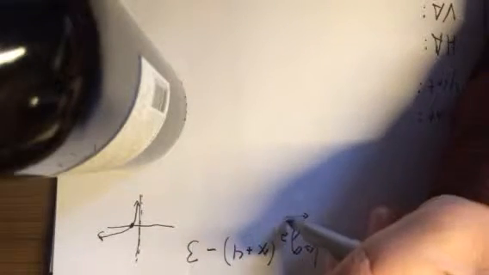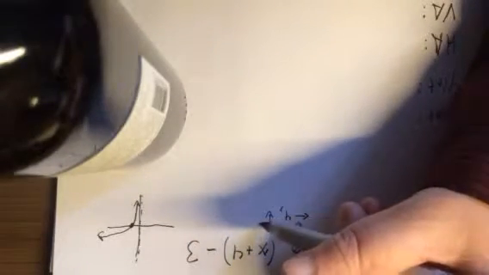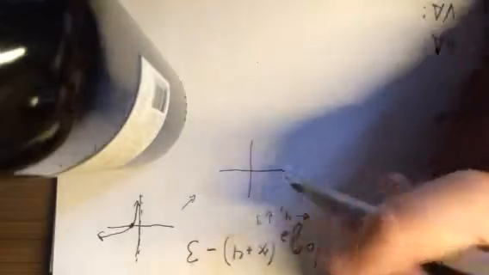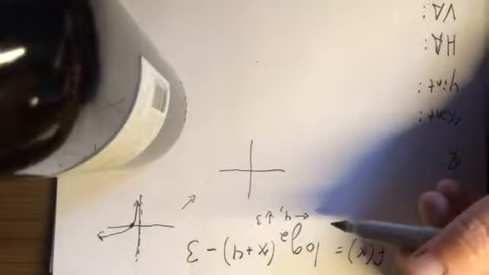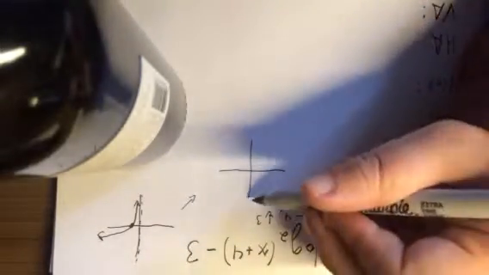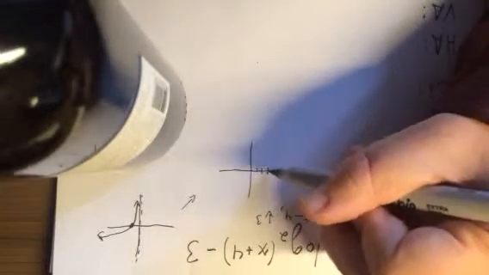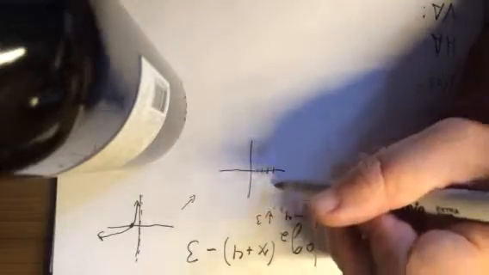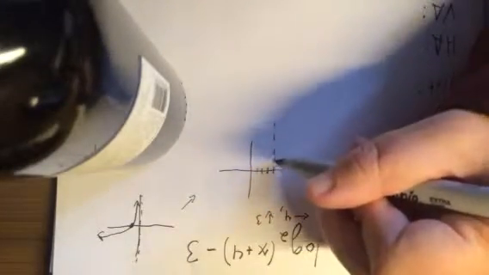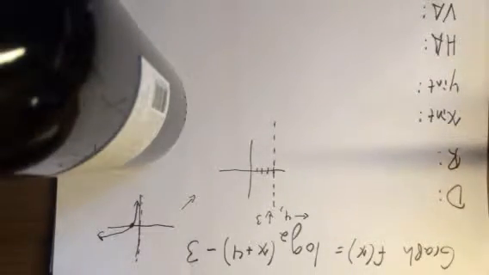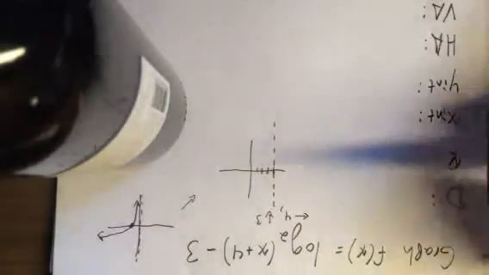This one has a plus 4 on the inside, so that moves left 4, and minus 3 on the outside, so it moves down 3. So I'm going to draw my new graph. So see left 4, that would affect my vertical asymptote. My vertical asymptote would not be at the axis anymore. It would have moved left 4. Down 3, I can move my vertical asymptote down 3, but it's a straight up and down line, so it's not really going to do much. Okay, so I got my new vertical asymptote.